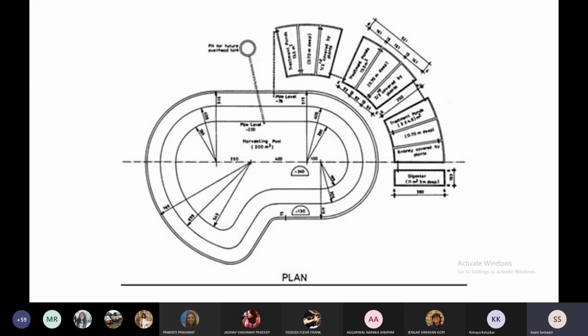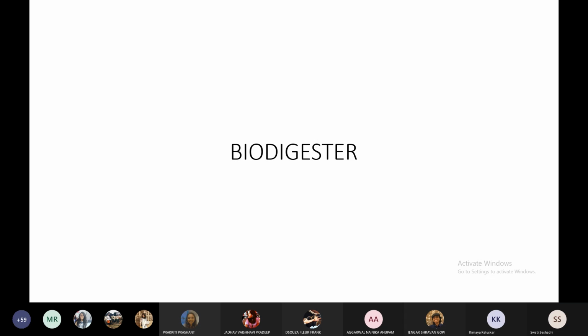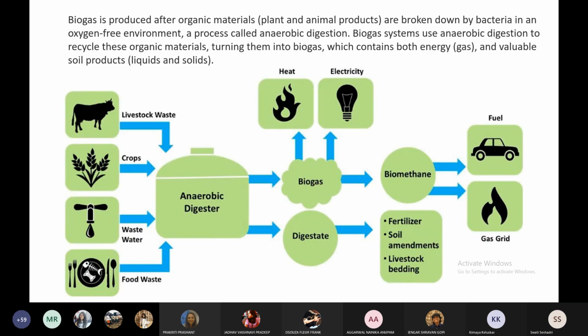There's one question in the chat box which says, does the oxidation pond have any odor near it? No, it doesn't. The moment the odor starts coming in, you need to realize that there is maintenance lined up for your oxidation pond and the reed beds. Okay, any more questions?